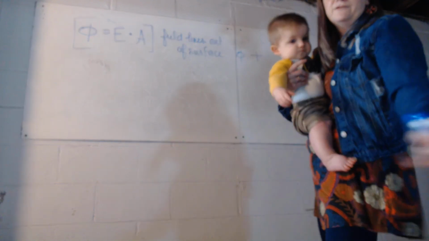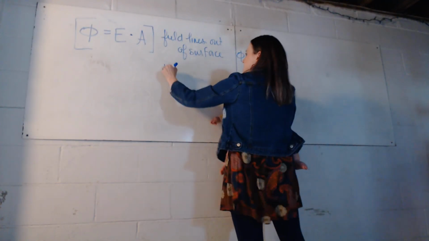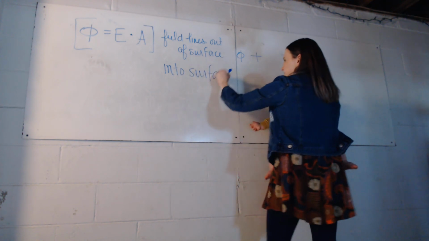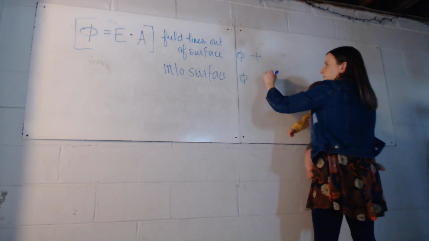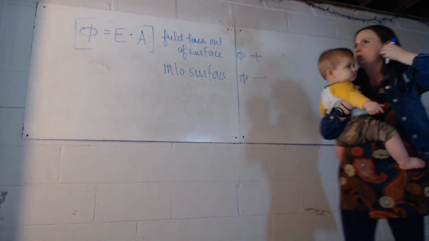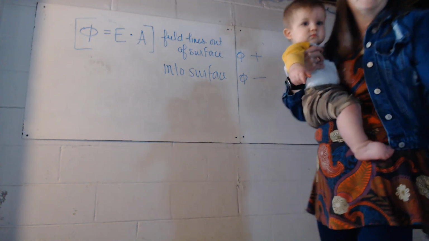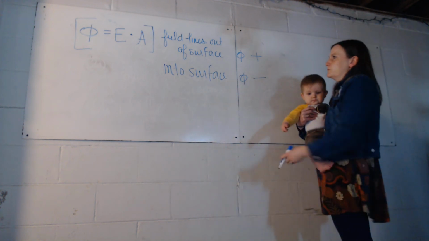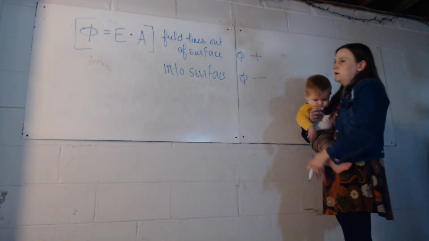And if the field lines go into the surface, then we say that the flux is negative, which corresponds really well with field lines going out from positive charge and into negative charge. So it's not really anything different from what you have seen before.